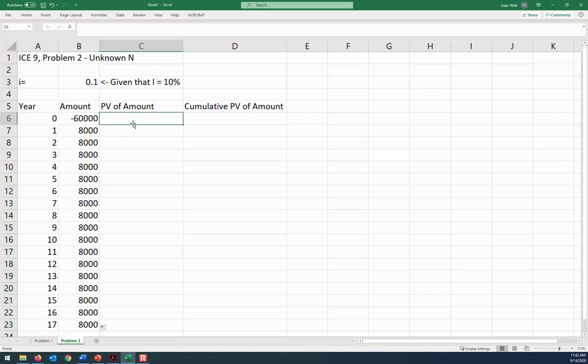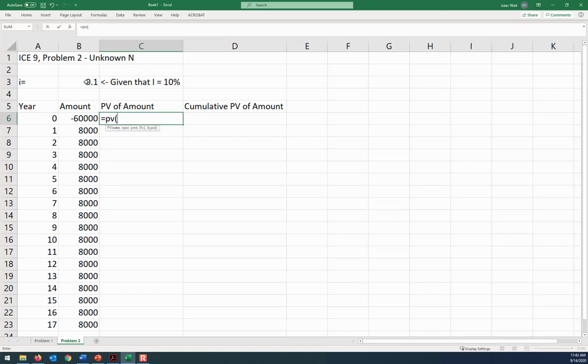All right, so now the PV function. We want to find the present value. So what this is going to do is it's going to say discount the 8,000 to time 0 at 10%. Discount this 2 years, discount this amount 3 years, discount this amount 4 years. We're going to take all of those future amounts to time 0. So the function for that is PV.